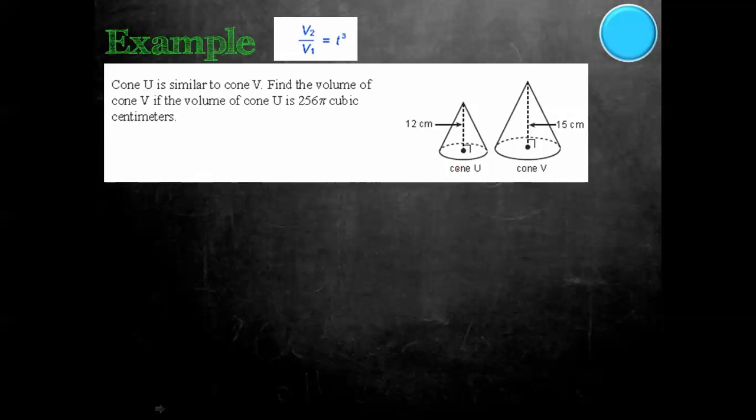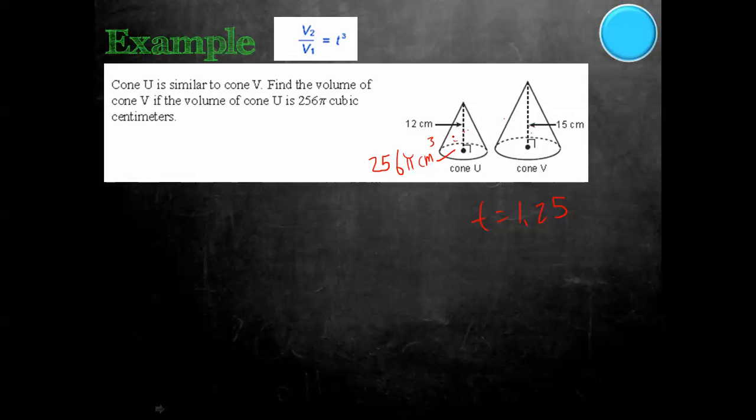This one says cone U is similar to cone V. Find the volume of cone V if the volume of cone U is 256 pi cubic centimeters. Okay, so this one, 256 pi cubic centimeters. All right, now here our scale factor is getting bigger, right? We're going from this small shape to this big shape. So now what we want to do is take 15 and divide that by 12, which is 1.25. So our scale factor is going to be 1.25.